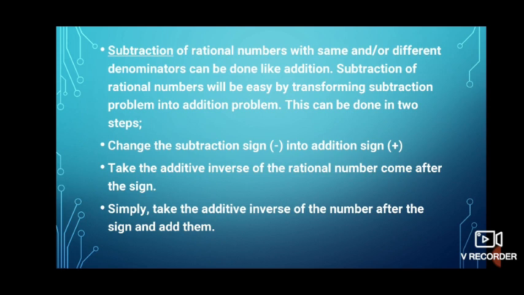The first rational number, from which we are going to subtract, will stay the same, and for the second rational number, the one which we are going to subtract, we will change the sign. If it is a plus, we will take the minus. If it is a minus, we will take the plus, which is called the additive inverse of that number. Then we will follow the same procedure as in addition.